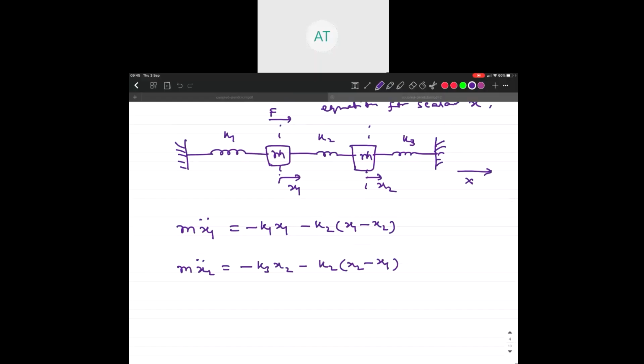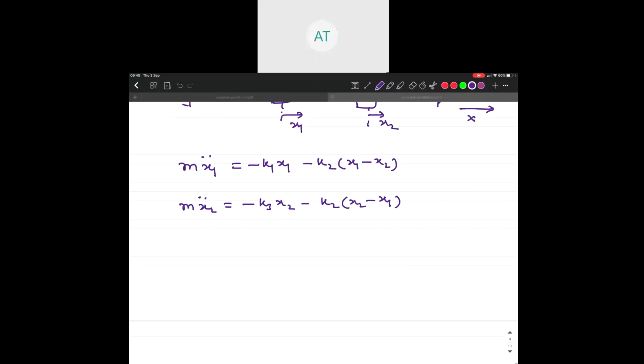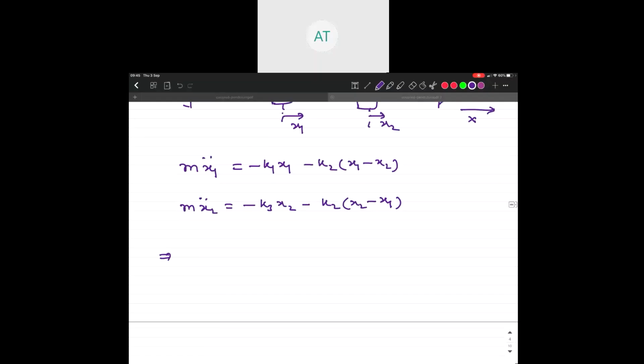So you can now cast this as a set of two equations, which will read as m x1 double dot and m x2 double dot equals, in terms of x1, minus of k1 plus k2 times x1 and plus k2 times x2, and this would be plus k2 times x1, then it would be minus of k3 plus k2.